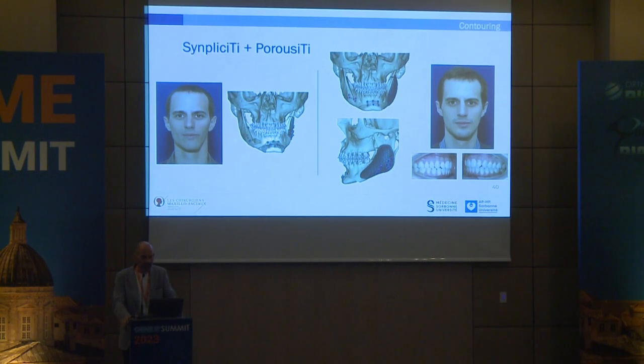You can also correct asymmetries. For example, in the case of this patient, hypocondyly with a condylectomy on the right-hand side. So we had a residual asymmetry, so mandible centering, and you see that the ramus on the left-hand side is very concave, and the patient is not very happy with that very hollow aspect of one of the cheeks.